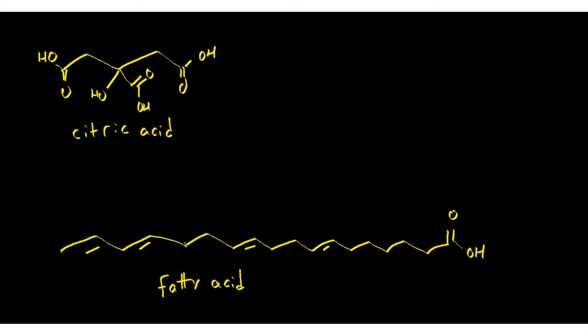Another important carboxylic acid, or I should say class of carboxylic acid, is the fatty acids. Every fat molecule is actually 3 fatty acids bound onto a glycerin backbone. And this is what a fatty acid looks like. It's a very long carbon chain, sometimes with double bonds, sometimes without, that ends in a carboxylic acid.